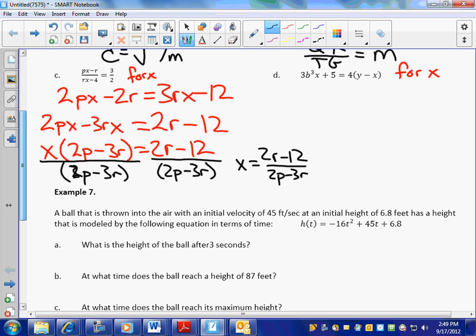So, step by step, write it without the fractions, distribute everything through, gather x's on one side, factor out the x, and divide. Okay? You should be able to get through most of your assignment. Question.